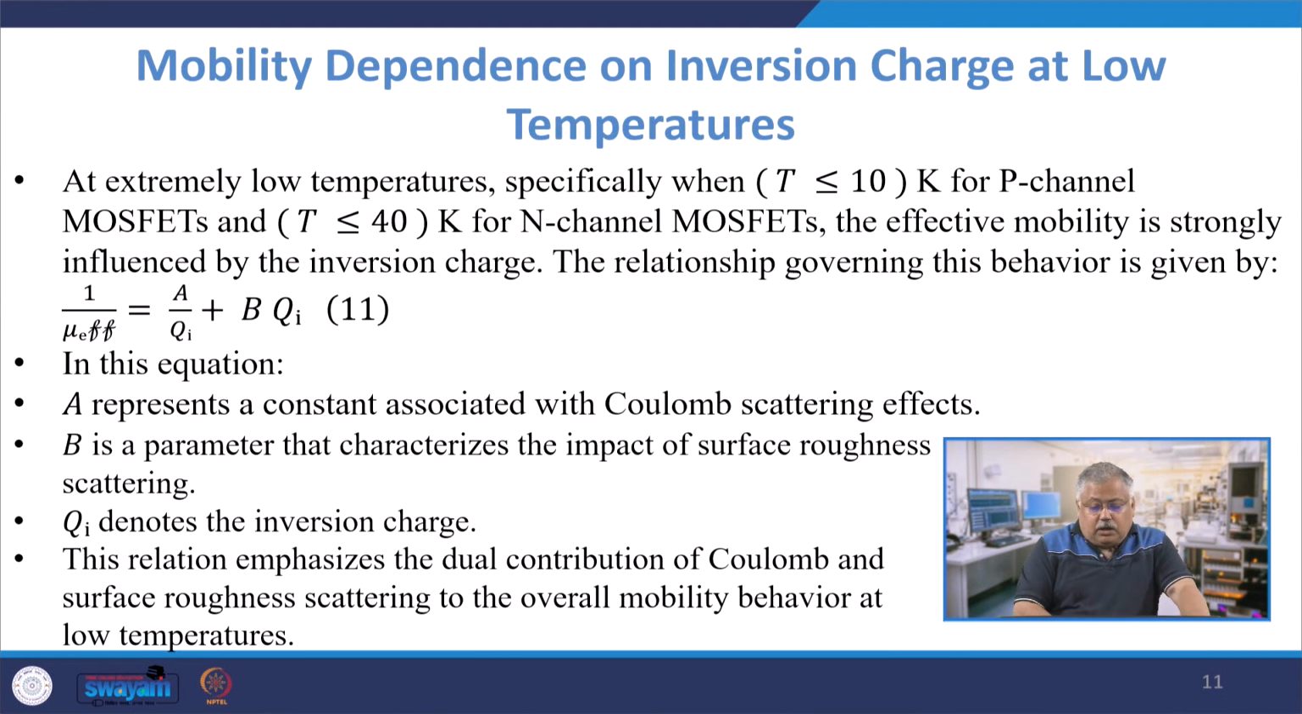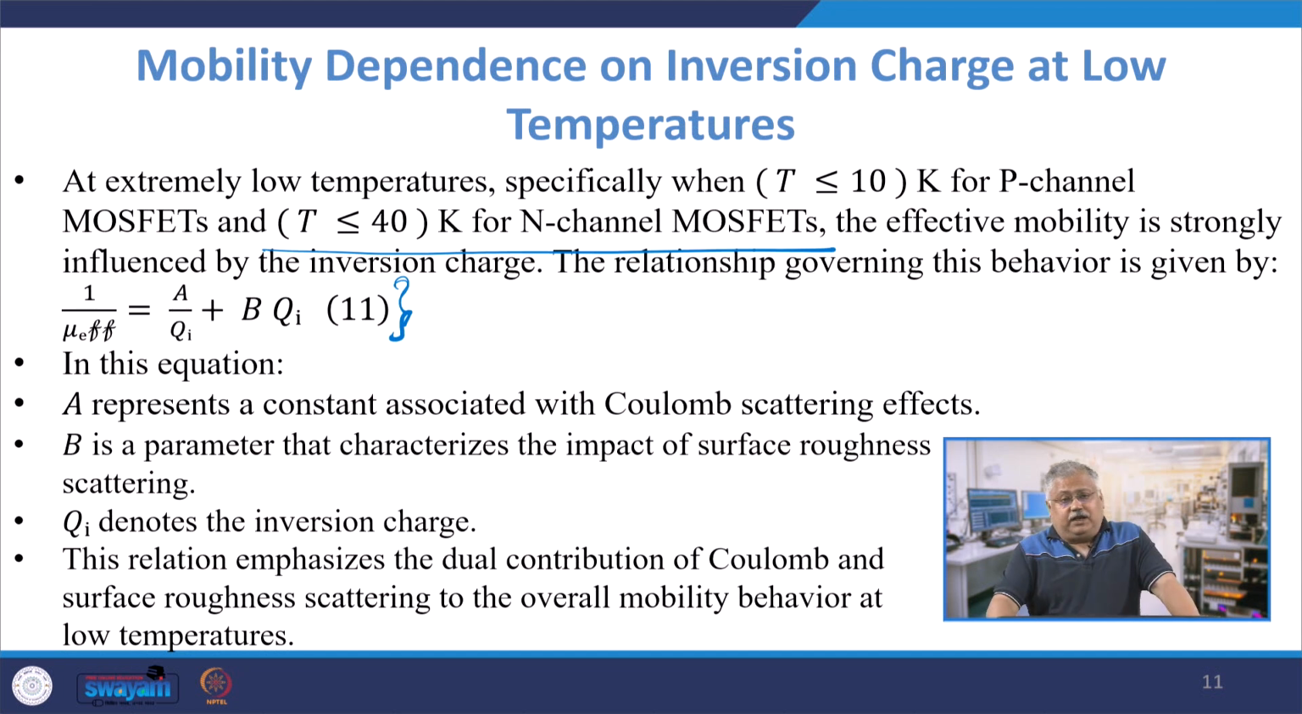Now let me scale down the temperature to a low value and see how it works out. The relationship governing this behavior is 1 by mu effective equals A by Qi plus B plus Qi, and this is at temperatures for n channel, we will just concentrate on n channel, somewhere below 40 Kelvin. A is a constant which depends upon the Coulomb scattering. B is again a parameter that depends upon surface roughness scattering, and Qi is the inversion charge.